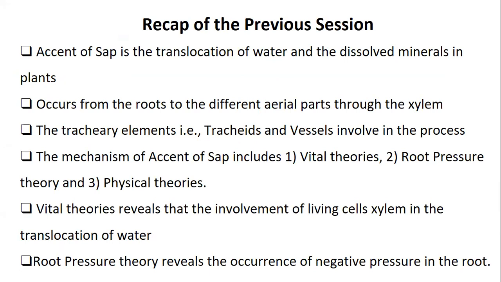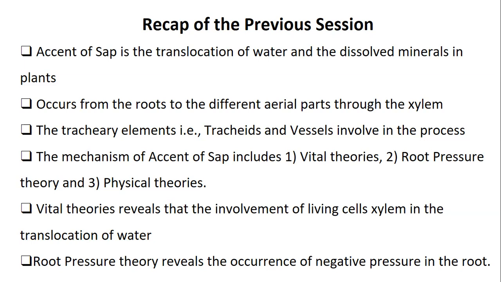In the last session, we discussed what ascent of sap is. Ascent of sap is the translocation of water and dissolved mineral ions from the roots to the different aerial parts through the xylem. Tracheids and vessels are the major tracheary elements involved in this process, and this process takes place against the gravitational force.